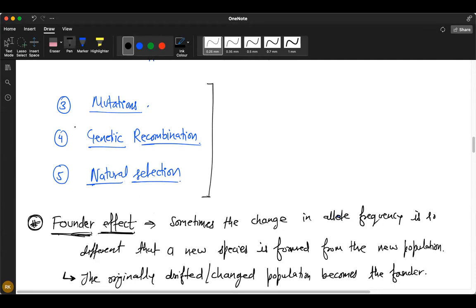Saifullah, are you there? Can you hear me, Saifullah? Yes, sir. So which one? Let me allow you to choose. Which one would you like to talk about, natural selection or genetic recombination? I will go for genetic recombination.